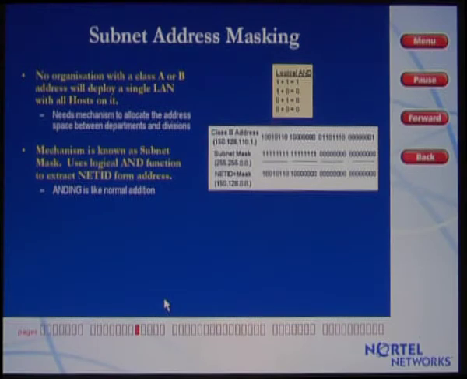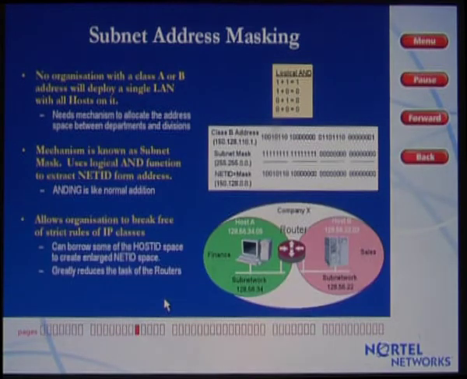In the example shown, the IP address 150.128.110.1 is ANDed with the subnet mask 255.255.0.0. The result of this process is the new value 150.128.0.0. We effectively zeroed out the host ID, leaving only the net ID. By using this mechanism, an organization can break free of the strict rules of IP address classes and allocate addresses from the pool as needed. In effect, this is done by borrowing some of the host ID bits and making them part of the net ID. Consider the following example.